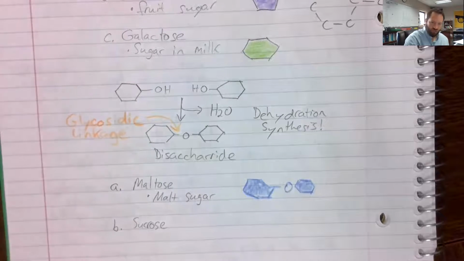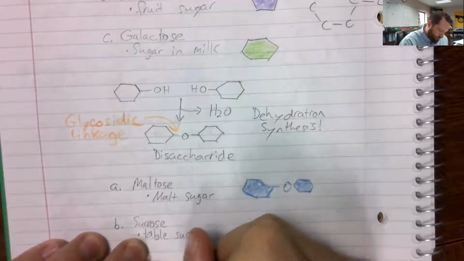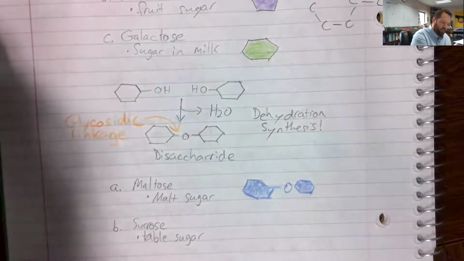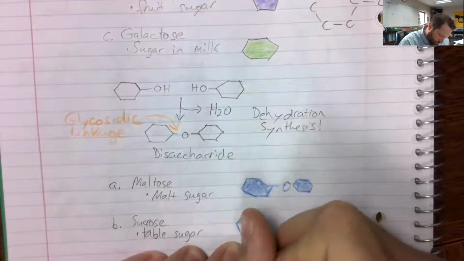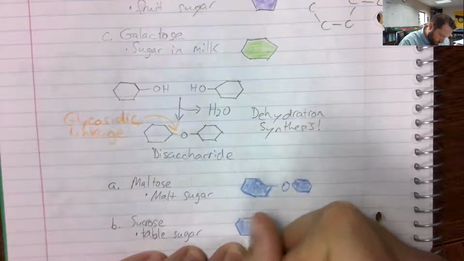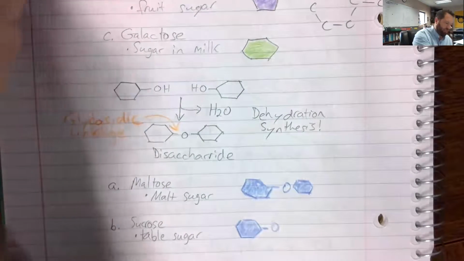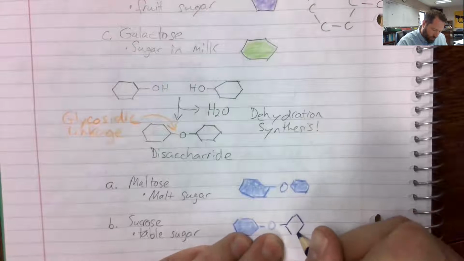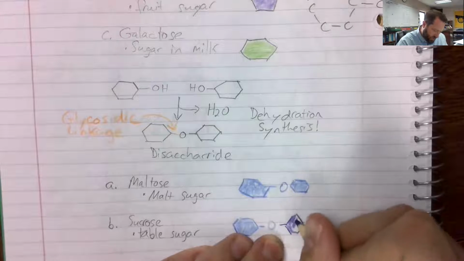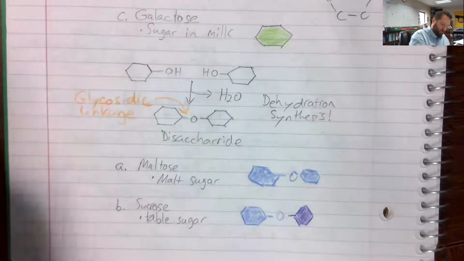Another common one is sucrose. This is commonly table sugar. There's our blue glucose, and it is going to be bound to, well, if you remember the colors, awesome, but otherwise it should be the shape that helps you on this one. It is bound to the pentagon. The pentagon was fructose. So a glucose and a fructose make up sucrose.